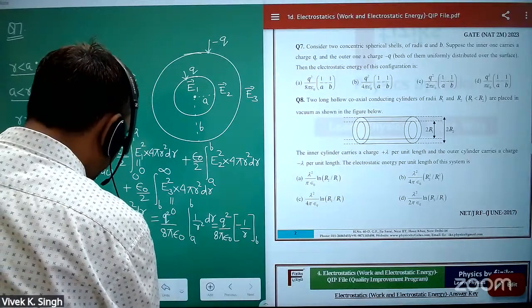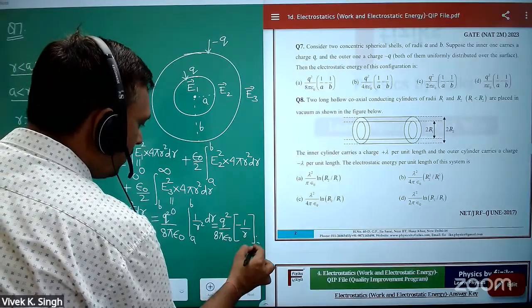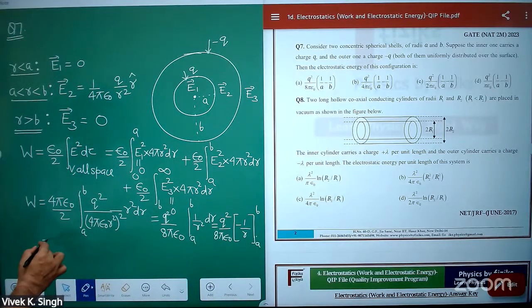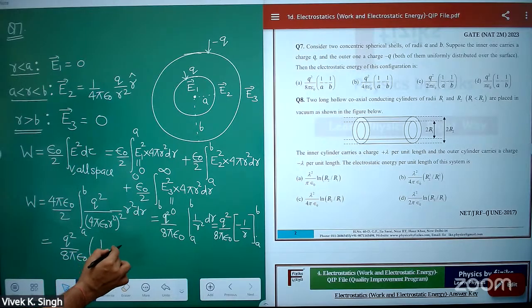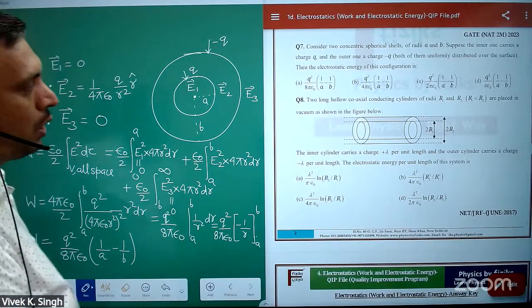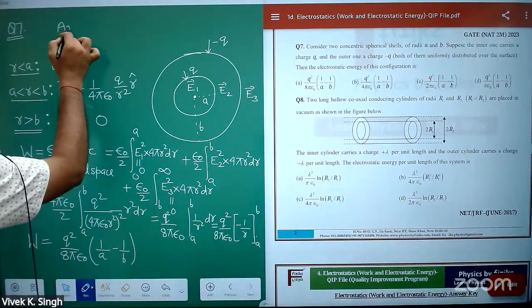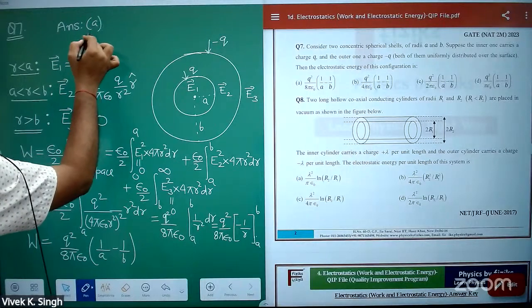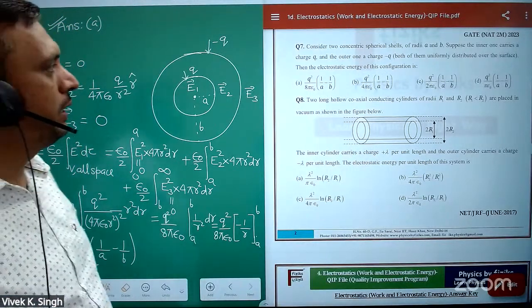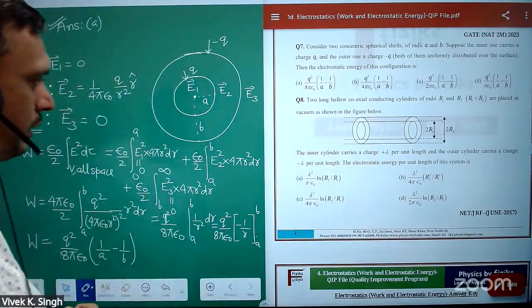So this will be a to b. So now you will get Q square by 8 pi epsilon naught, and you have 1 by a minus 1 by b. So just see, option A is correct. So answer is option A. So question number 7, option A is correct. Now this is the last question. Let's try to solve it.